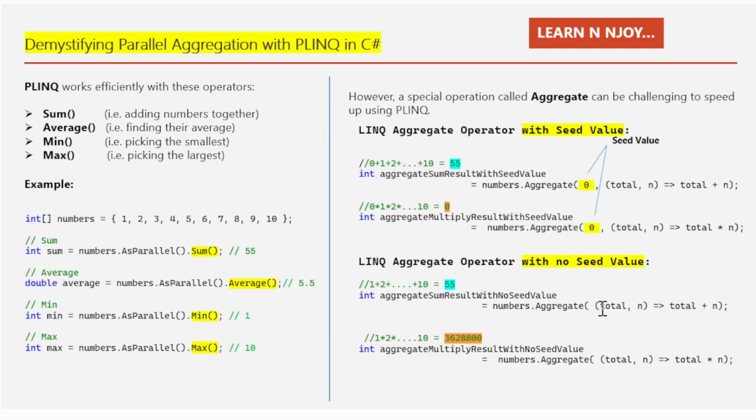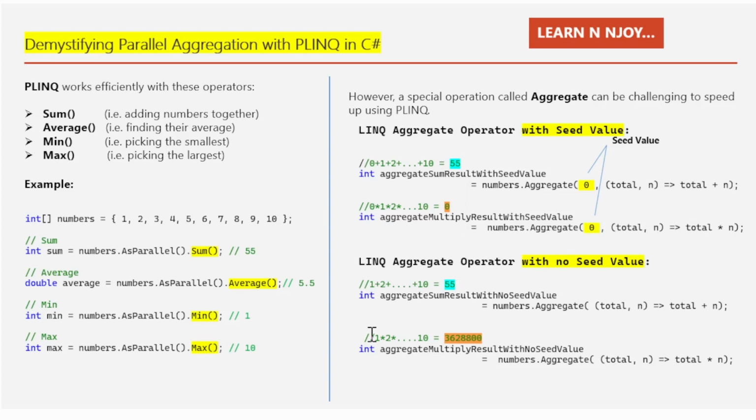Here I have not provided seed value. Instead of that, I have started with total comma n goes to total plus n. So this line calculates the sum of all elements in the numbers array without specifying a seed value. That's what I have not specified any seed value. And it will give us the aggregation value starting from the first element. It will start from 1 up to 10 and it will give the output as 55.